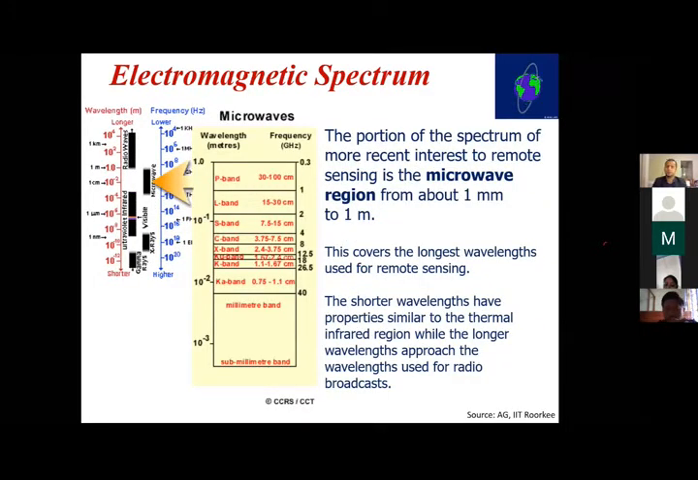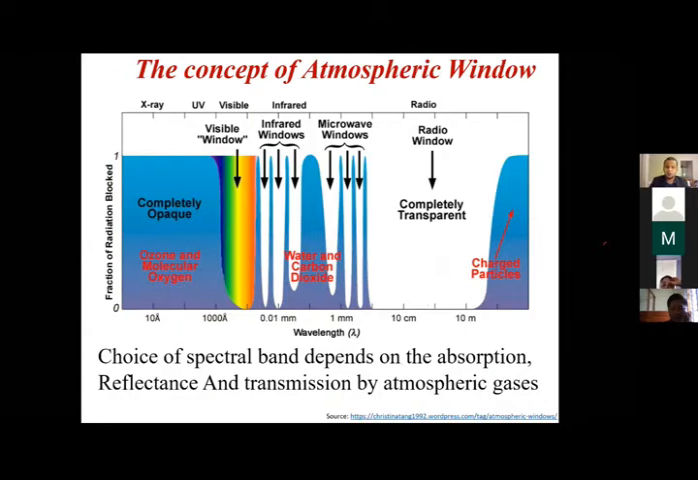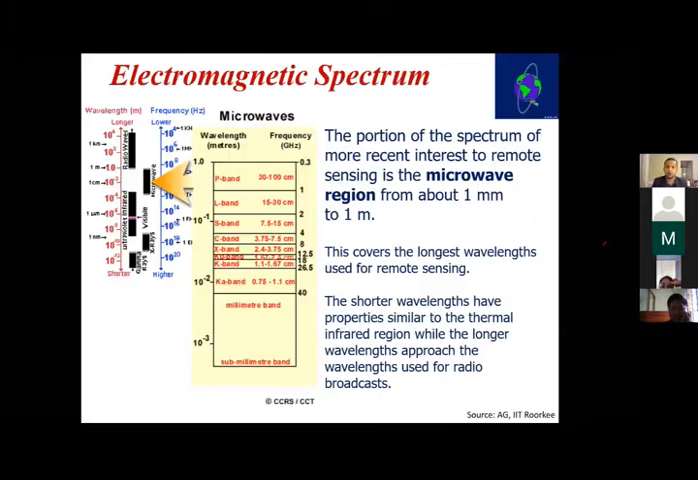Then comes the microwaves, which can again be used for earth science applications. Microwave has a wavelength of 1 millimeter up to a meter, and it covers the longest wavelengths in remote sensing and can be used for multiple applications like radio sounding and microwave data analysis, passive remote sensing, etc. So we are now clear about which part of the electromagnetic radiation can be used to sense the objects on the Earth or any surface on the Earth.